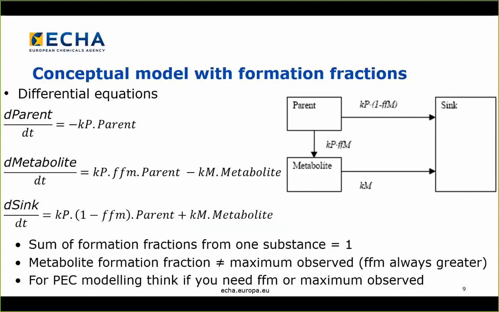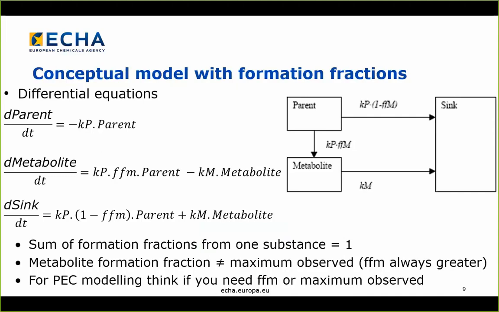The sum of formation fractions from a single substance is almost always 1, okay? The sum of formation fractions from one substance should be 1. To maintain that rule, the flow from the parent to the sink has to be our rate constant multiplied by 1 minus formation fraction metabolite. So the formation fractions from the parent in that conceptual model will add up to 1, because it's FFM plus 1 minus FFM. And even my maths in the afternoon tells me that equals 1, okay?